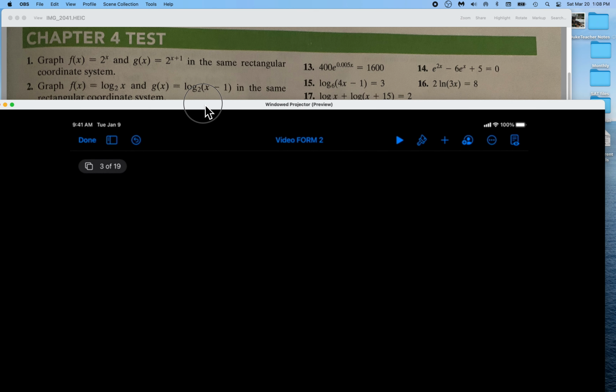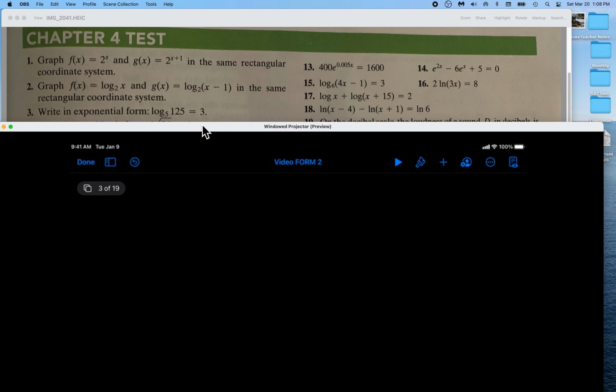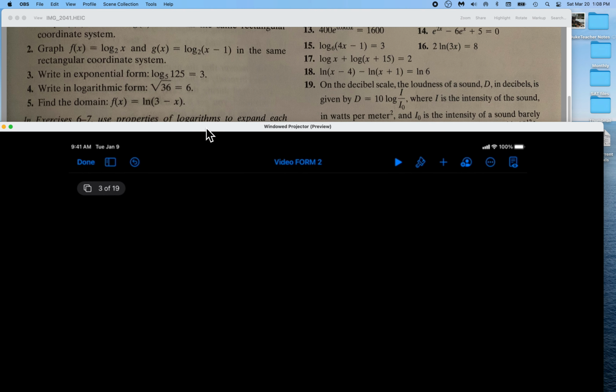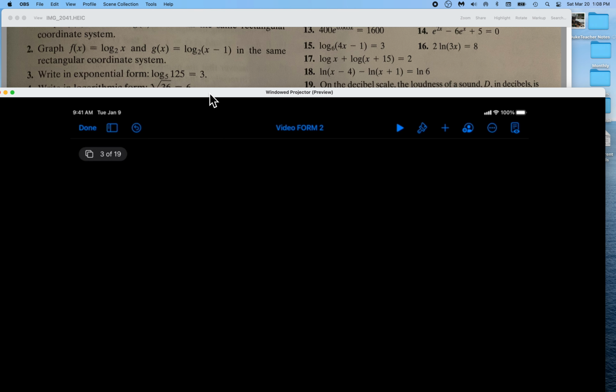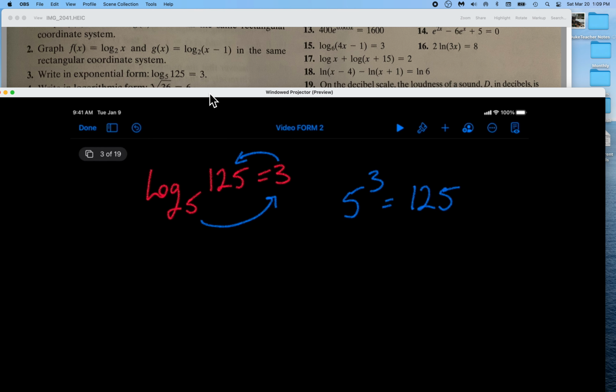Number 2, we're going to skip that. Okay. Write this in exponential form. Log base 5 of 125 equals 3. Here, we're just going to do Whirlybird. 5 to the 3rd power equals 125. Okay, now, the next problem.